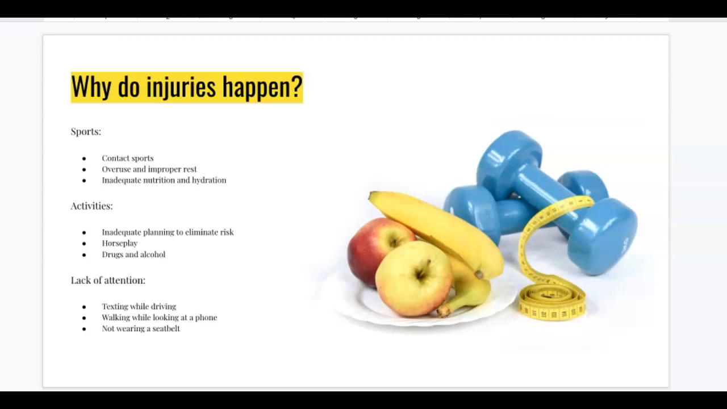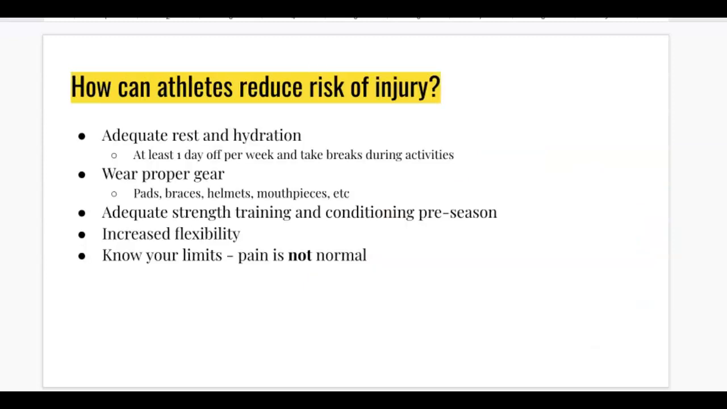They can be contact sports, overuse and improper rest, or inadequate nutrition and hydration. But also they could be due to things like risky behaviors, not enough planning to eliminate that risk, or other risky behaviors that take away attention. So we'll talk about the health risk behaviors later on this semester. But we're going to talk a little bit more about how athletes specifically can reduce their risk of injury through nutrition. So adequate rest and hydration are the cornerstones of reducing risk of injury.